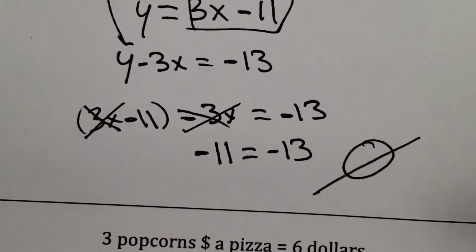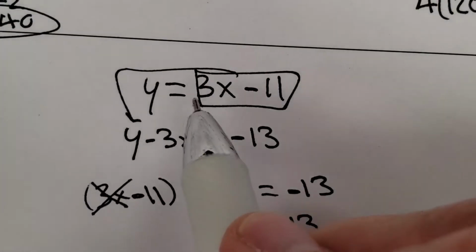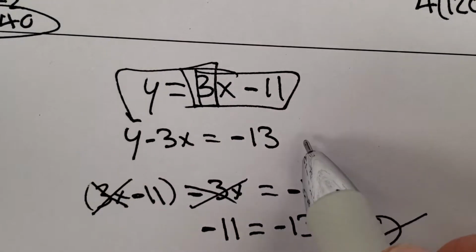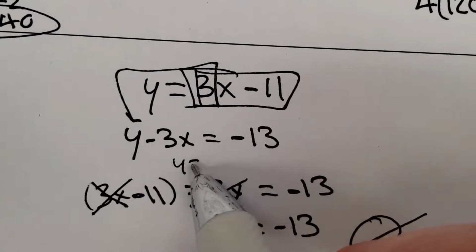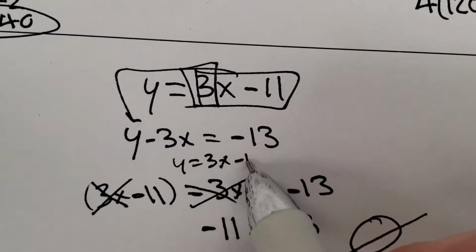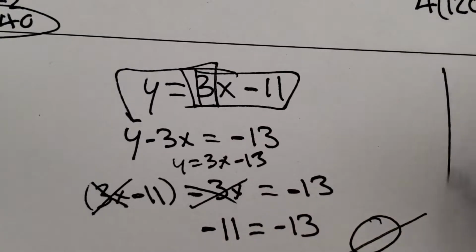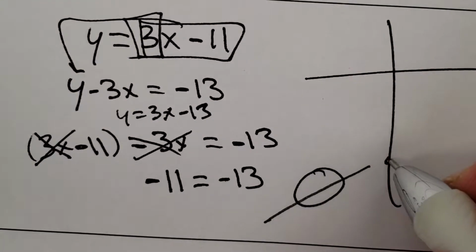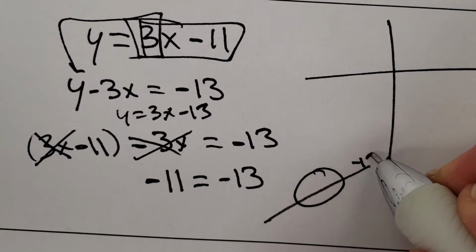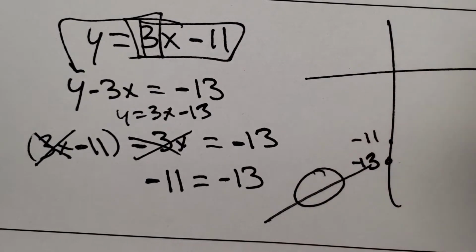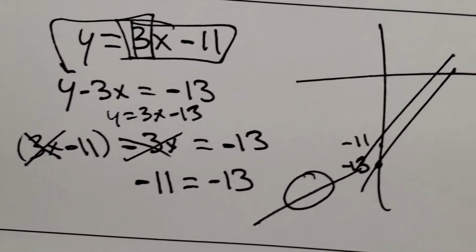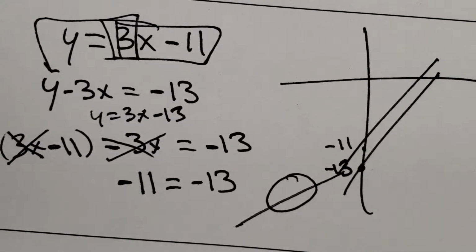Because, spoiler alert, this one's in slope-intercept form. See that? It's got a slope of 3. If you rewrote the other one, it would be y equals 3x minus 13. If I were to graph those really quick, they have the same slope. One starts at negative 13, and one starts at negative 11. They got the same slope, over 1, up 3. Okay, I totally missed the y-intercepts, but you get the idea. They're going to be parallel forever and ever.